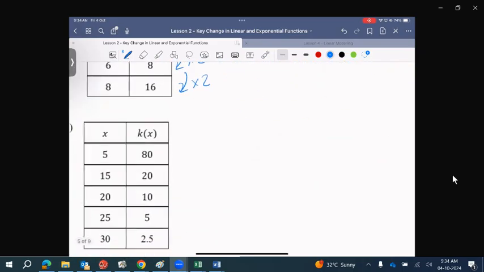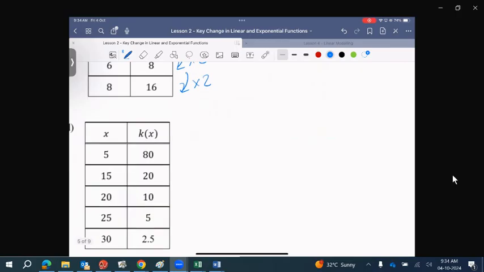All right. How about this one? Clearly, it's not linear, is it? So, how much are we going down by here? What do we multiply 80 by to get 20? But they're not equal length input intervals. What about this one? What about this one? Okay, so it's different. It's 10 instead of 5. It's not equal length.